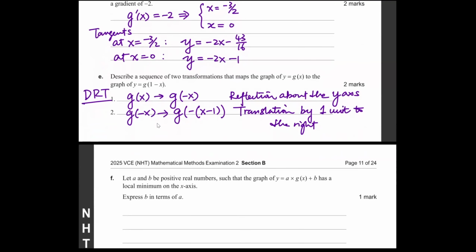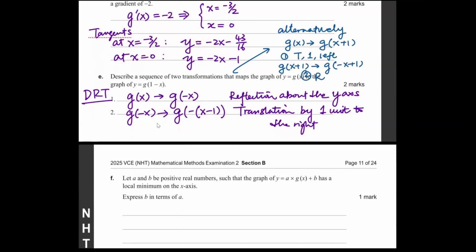Of course, you might also put an alternative answer here. You can go for g of x to g of x plus 1. That is a translation by 1 unit to the left first, and then g of x plus 1 maps to g of minus x plus 1. So the second step is a reflection about the y-axis, okay? But it has to be in this order. You just need one possible sequence. You don't have to list both sequences, okay?